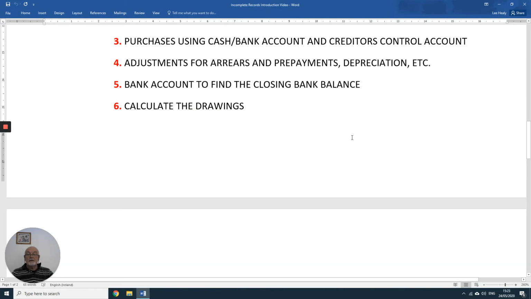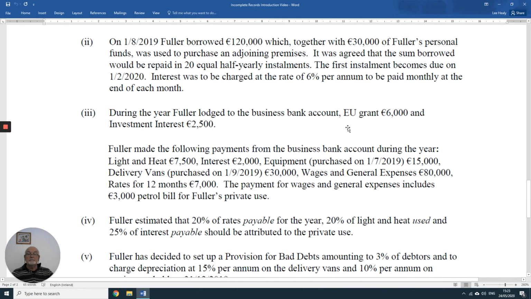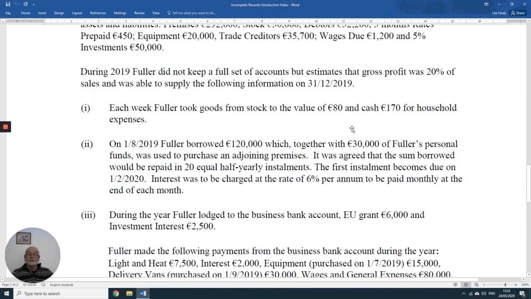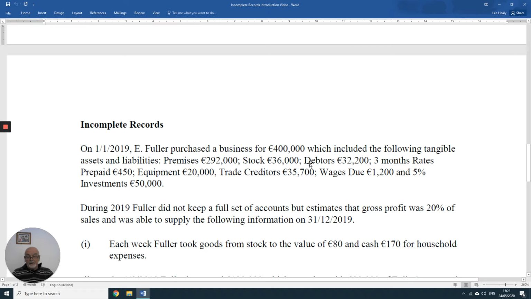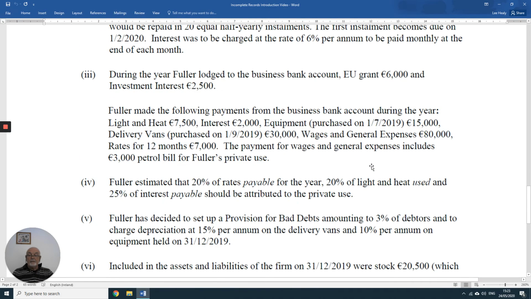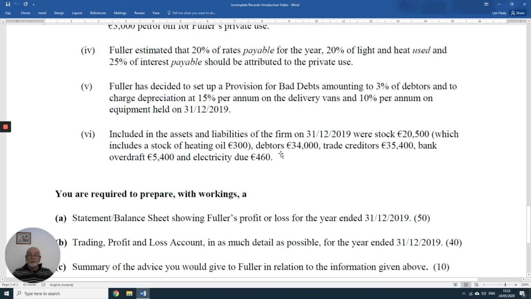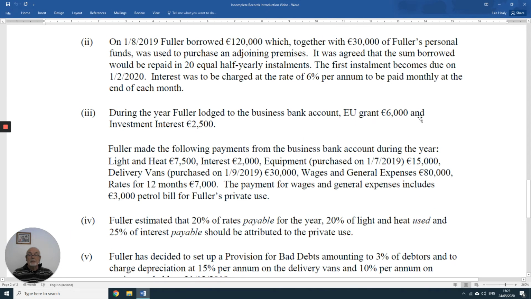If we contrast this with the other method, the so-called net worth method, we'll see that, take our debtors, the debtors at the start are given to us, €32,200 they owe us, and at the end of the year we find that now they owe us €34,000. Nowhere in the course of the question are we going to see the amount that the debtors paid us during the year. Therefore, we're not in a position to find our credit sales using a debtors control account.